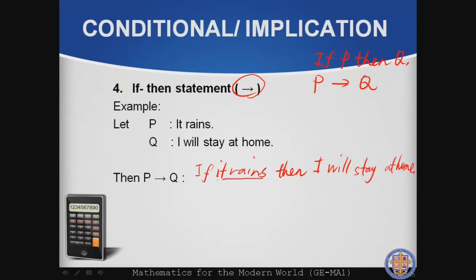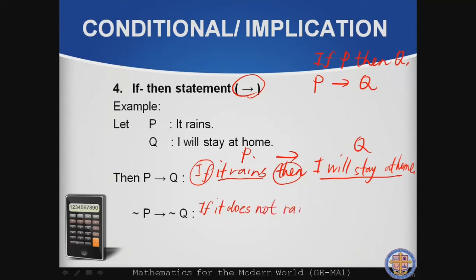It rains here is your P. Then the if-then statement is your arrowhead pointing to the right. I will stay at home is your Q. You translated our symbols correctly into a verbal sentence. Then how about this? How to read this? If not P, then not Q. If you translate this into an English statement, it will become: if it does not rain, then I will not stay at home.